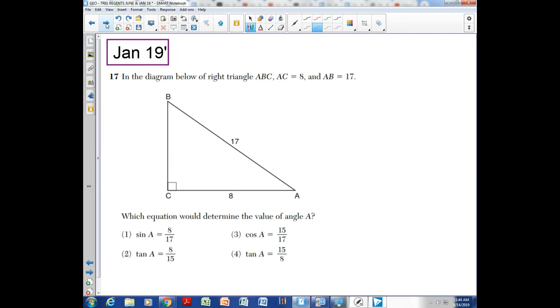January 19, number 17. In the diagram below of right triangle ABC, AC is 8 and AB is 17. Which equation would determine the value of angle A? So they're really saying, well, how can we figure out angle A? But then they don't actually want us to find it. Rather, they want us to be able to set it up. So this is a problem that's going to involve, clearly, right triangle trigonometry. So I want to write down my SOHCAHTOA just to have it out.